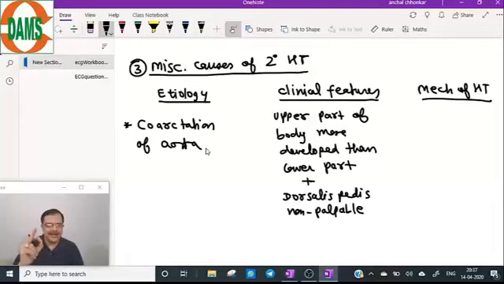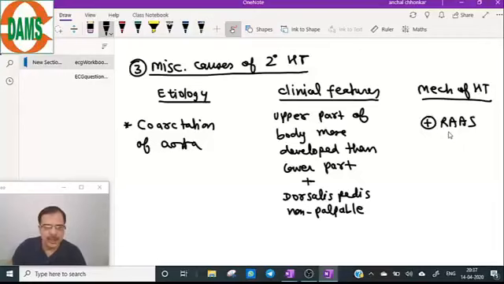Coarctation of the aorta is narrowing of the aorta. The upper part is able to receive the blood supply, but the lower part is not. So that will be a very, very important clinical feature. Dorsalis pedis will be non-palpable. The mechanism of hypertension here is activation of the renin angiotensin aldosterone system, RAAS.